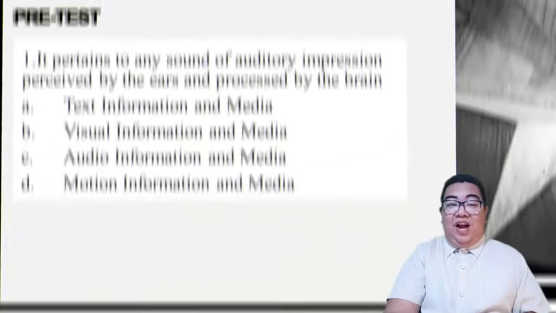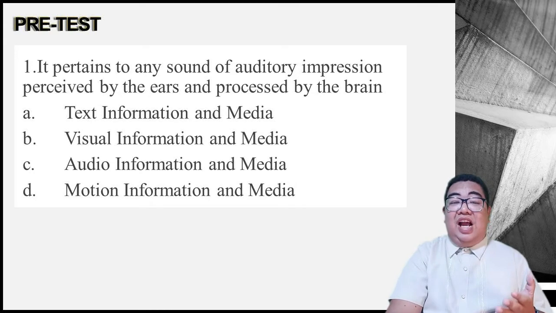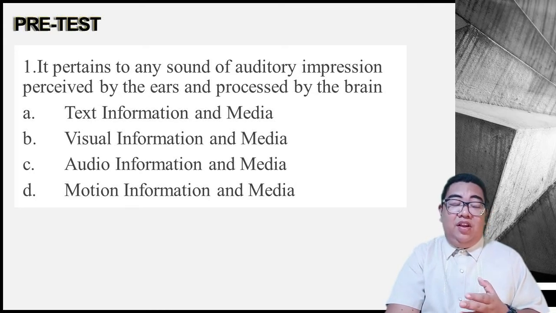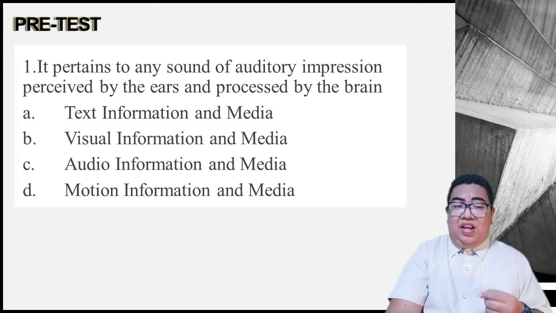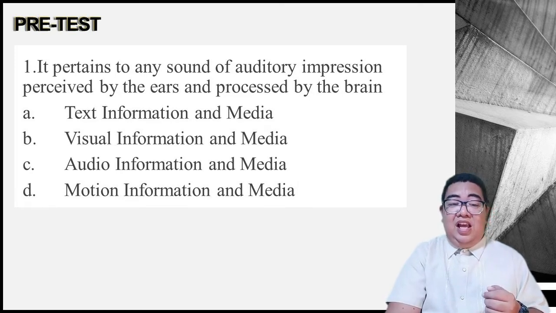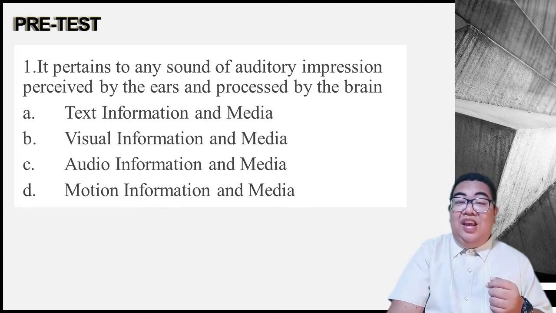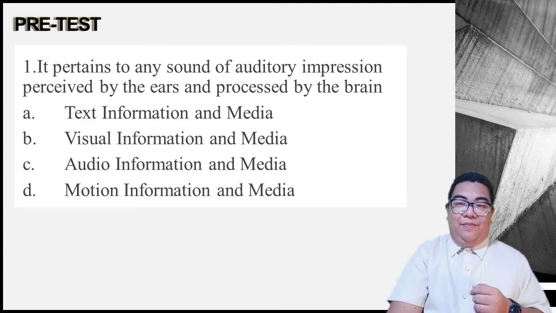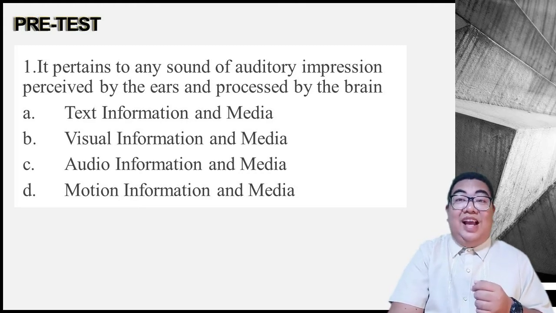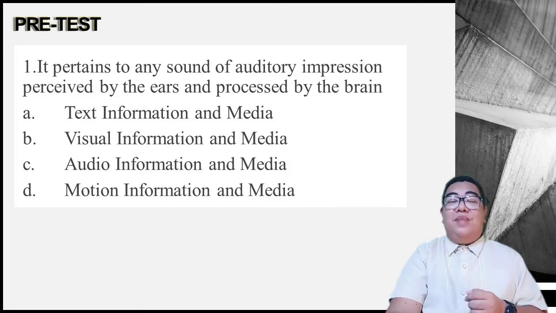For question number 1, it pertains to any sound or auditory impression perceived by the ears and processed by the brain. What do you think is the answer? Is it letter A, text information and media? Letter B, visual information and media? Letter C, audio information and media? Or letter D, motion and information media? What do you think is the answer? Okay, the answer is letter C, audio information and media.